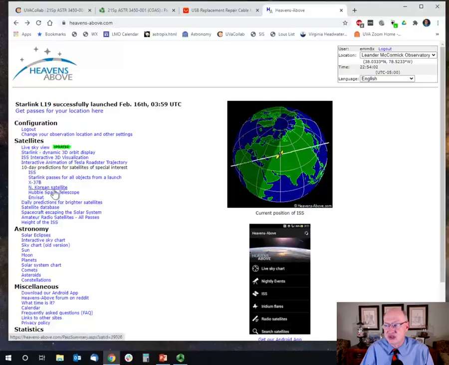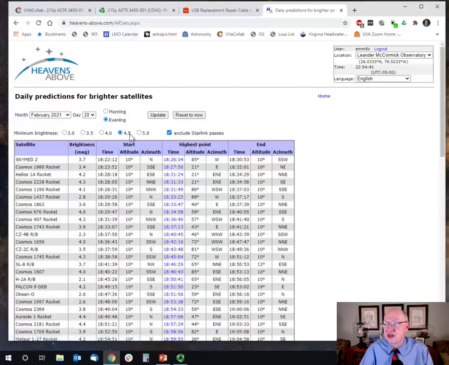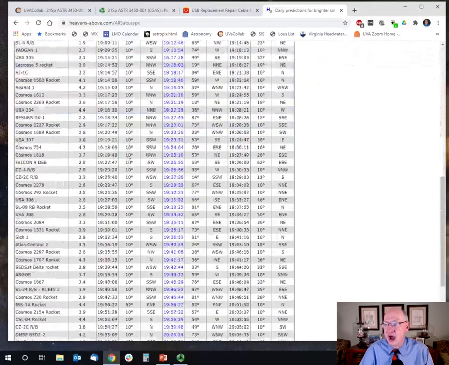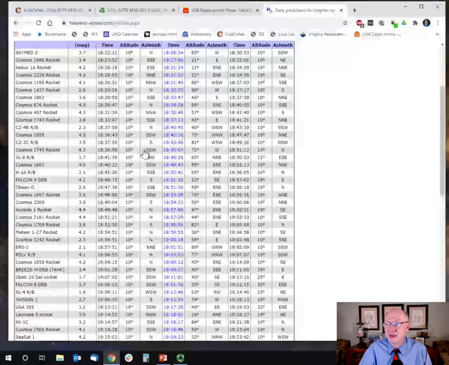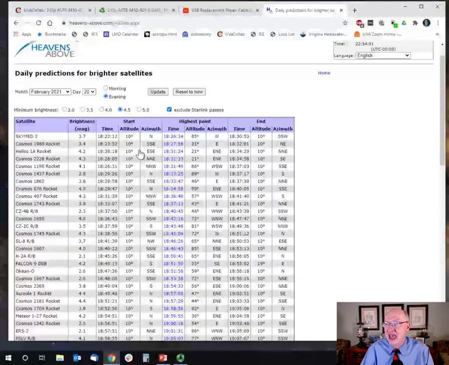The Hubble Space Telescope is not actually really visible from Charlottesville here. We're too far north. But then you can even get daily predictions for brighter satellites. And if you live in a dark area where you can see things that are fairly faint, you can see hundreds of satellites every evening. It's really quite remarkable how many satellites you can see up there. A lot of these that have R/B after the name, that means rocket body. So these are not actual satellites, but they're an upper stage that was used to place a satellite in orbit.